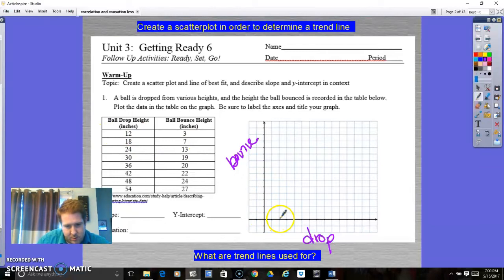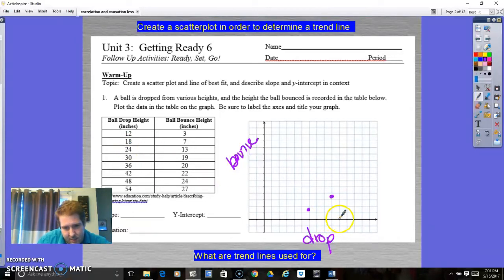Oh, you know what? I'm going to have to make each worth 2 in this case. So I'm going to go 2 in both directions: 2, 4, 6, 8, 10, 12. The first point is 12 and 3, so 3 would be halfway up. Then 18 and 7: 2, 4, 6, 8, 10, 12, 14, 16, 18, and 7 would be in between.